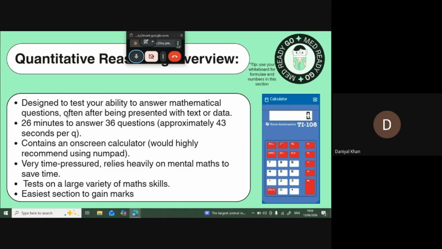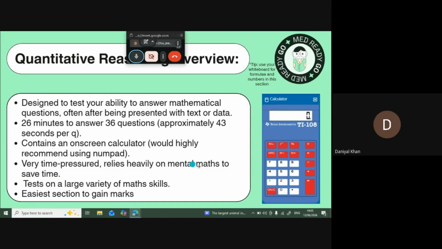It does contain an on-screen calculator, and I would highly recommend using the number pad. So this is the calculator, and when I talk about number pad, I mean on your laptop, if you have one, it will be on the right-hand side where all the number lock and things are. On a computer, you might have to get a separate one, but it would be very useful to get one for your UCAT practice. It's a very time-pressured section, so it relies heavily on mental maths to save time. Don't rely on your calculator for every little calculation because it'll just waste time and you might not be able to answer all the questions if you do that.